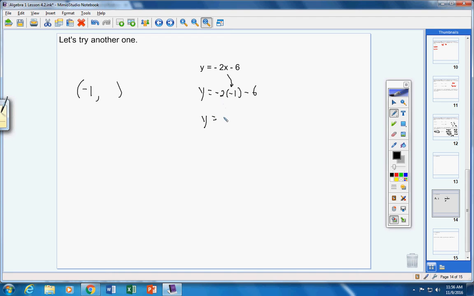Negative times a negative is positive. You have $2. You owe me 6. You pay off as much as you can. You still owe me 4 more. So negative 4. So this ordered pair, if you were to substitute it in, it would give you out a true statement. Alright.